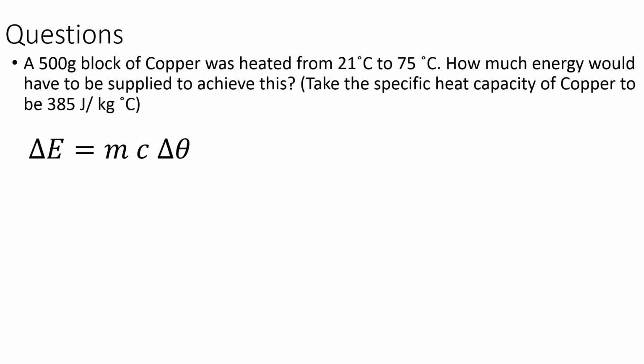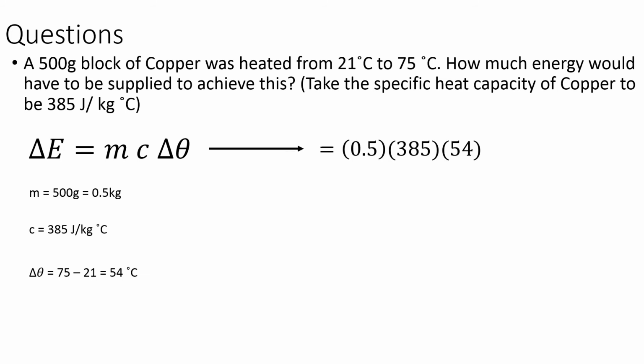So we'll start as we usually do by remembering the equation and writing that down, and then we're going to assign values to each letter. So M is 500 grams, and obviously that's in kilograms, so we've got to bring that down to kilograms, which is 0.5. C, the specific heat capacity, is given in the question, easy enough, 385 joules per kilogram per degree centigrade. And the change in temperature, so this is 75 minus 21 degrees, because it goes from 21 degrees to 75 degrees. That's a temperature difference of 54 degrees.